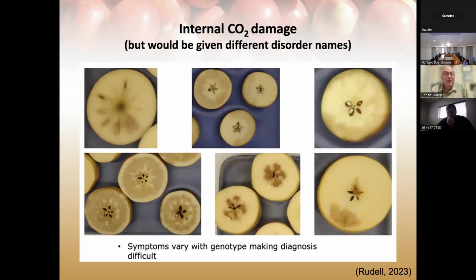Some of them are classic. The one up on the left is the cavities, which you can see quite often with CO2 damage. On the bottom here, you see the brown core. That's been known since the beginning of research on apples and pears as caused by too much carbon dioxide. The one on the left, some people would say, well, that's low temperature, but quite often what is called low temperature disorders is actually a combination of low temperature and carbon dioxide.